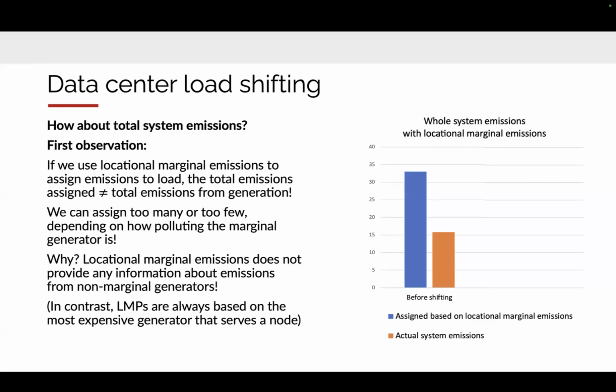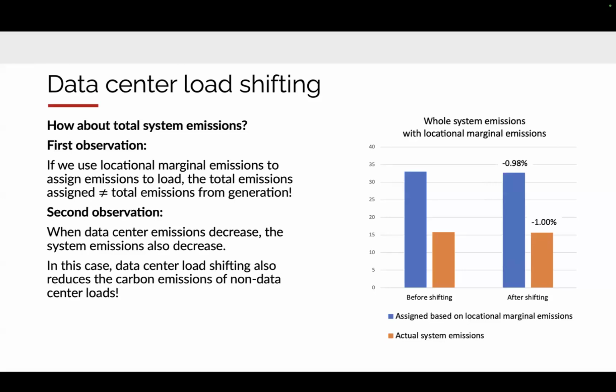And I think that this is an important difference from LMPs. When we are looking at locational marginal prices, we know that we will always choose to first dispatch the cheaper generator, and then the last generator to serve a node is going to be the most expensive one. And so the LMP tells us about the marginal cost of the marginal generator, but it also tells us something about the cost of the other generators that were dispatched before that. With emissions, there's no such relationship at all with the marginal emissions. And still, it is interesting to look at the total emissions here.